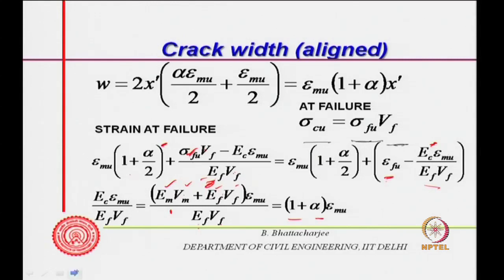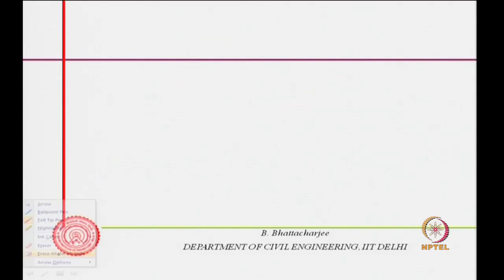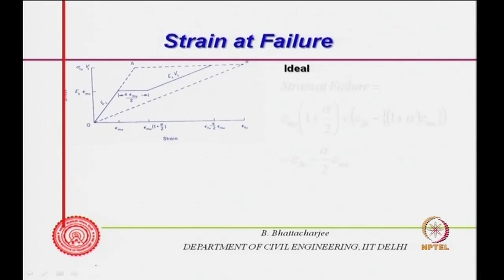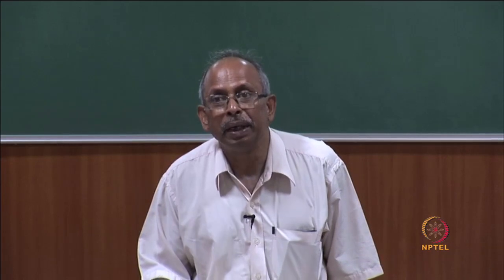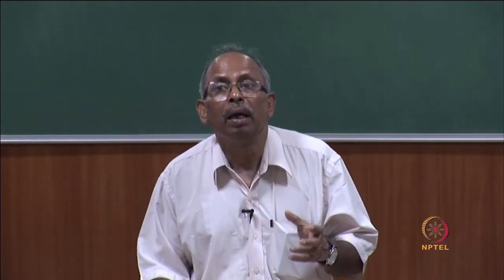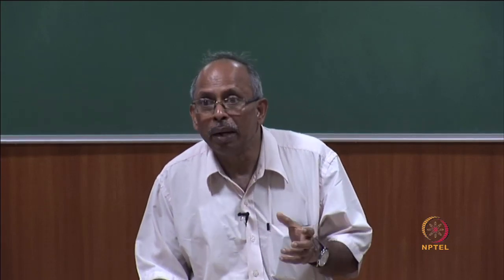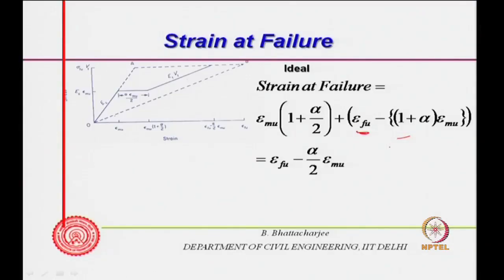So, the failure strain I can write as the strain at failure, which will be epsilon mu (1 plus alpha)/2 at the time of matrix cracking, equals epsilon Fu minus E c epsilon mu divided by E f V f, and that we have derived just now as (1 plus alpha) into epsilon mu. Therefore, with a little bit of algebra, epsilon mu is there everywhere, and I get this value. So, the strain here is epsilon Fu minus alpha by 2 into epsilon mu.